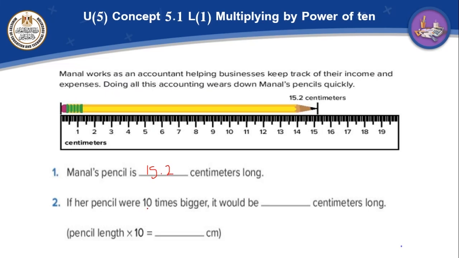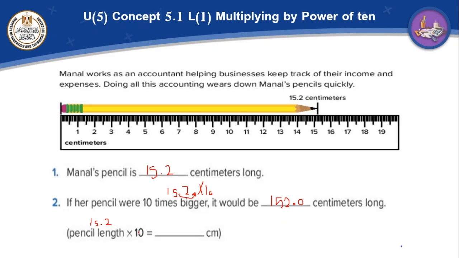If her pencil were 10 times bigger, so you multiply by 10. Multiplying by a power of 10, we move the decimal point to the right, not to the left. By 10, it moves one digit only. So it will be 15 here with 2, 152, then a decimal point, then 0. The pencil length, 15 and 2/10 by 10. Suppose that this decimal point isn't here. So 152 by 10 equals what?